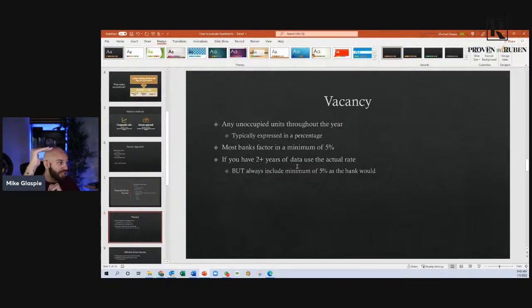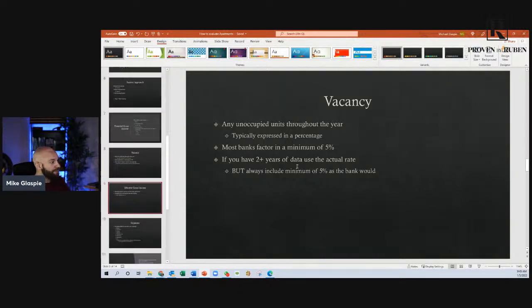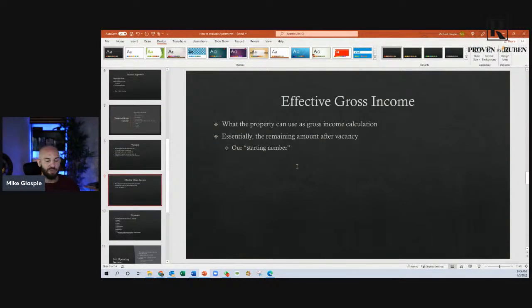So even if you show 3%, always do a minimum of 5% for vacancy. And if it's more than 5%, then put the real number there. All right. But at absolute minimum, you always want to do 5% vacancy. And then boom, after that, you're sitting at your effective gross income. All right. And effective gross income is basically whatever's remaining. And that, the effective gross income, is our true starting point when we're thinking about numbers, when we're thinking about evaluating this property.